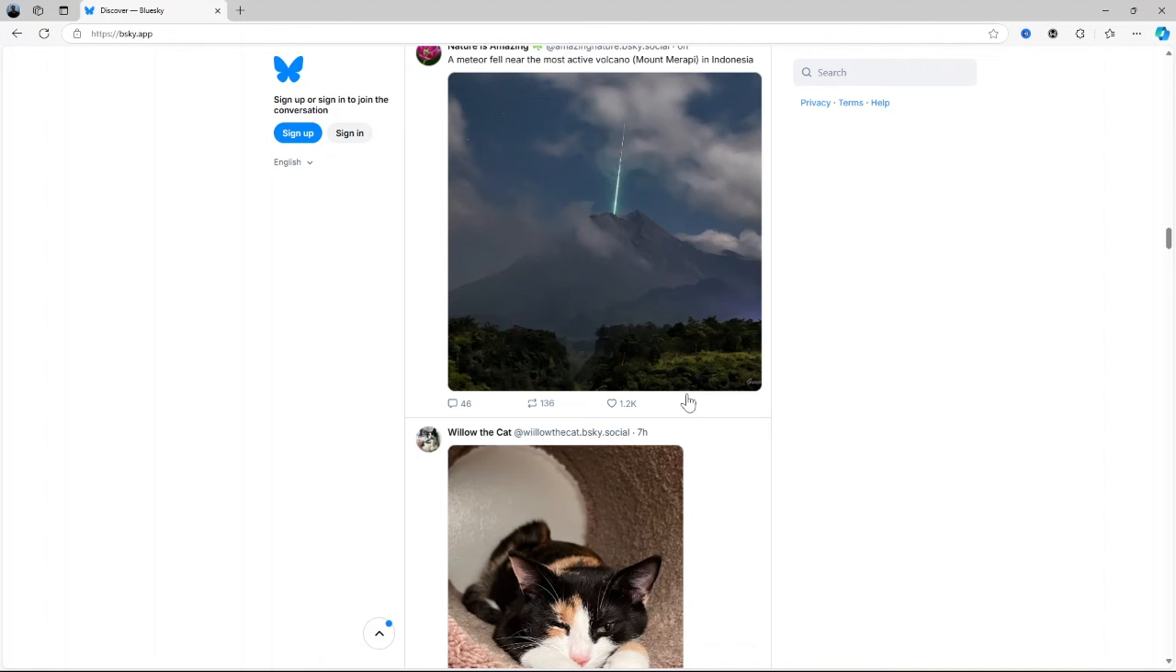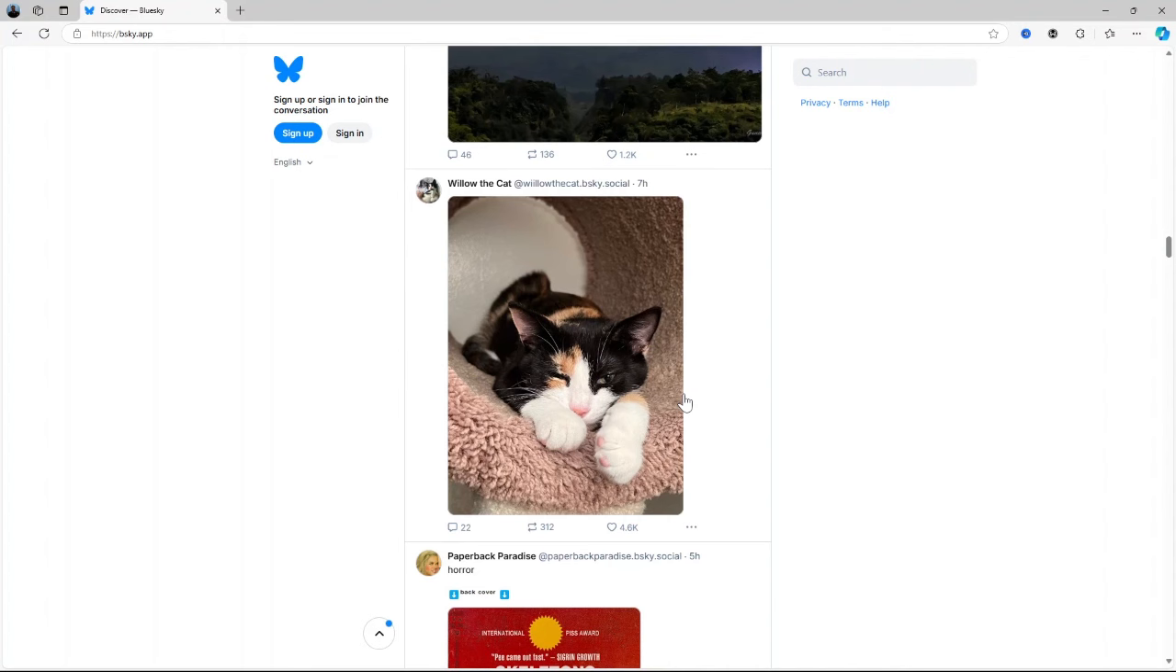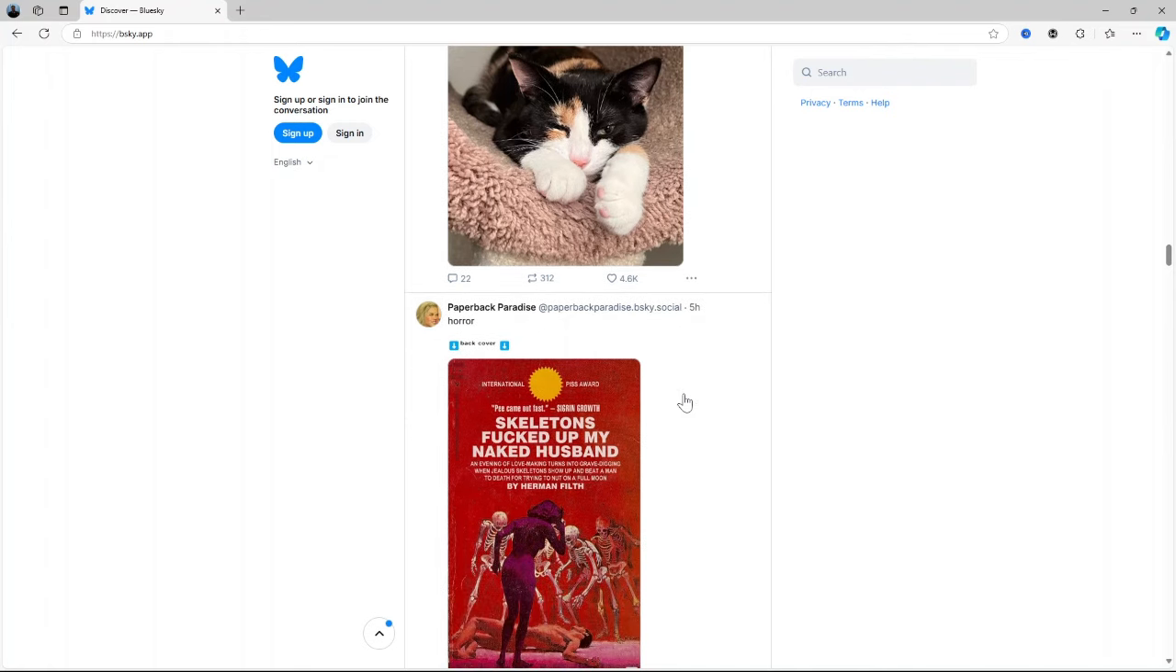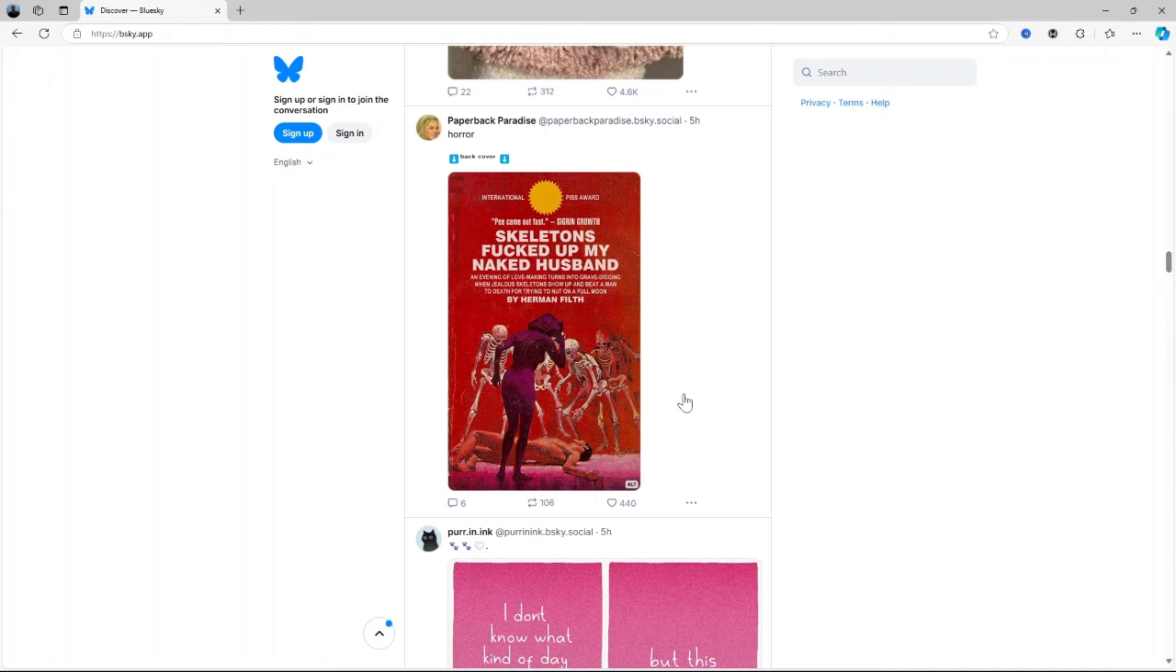Decentralization. Bluesky is based on the AT protocol, which stands for Authenticated Transfer. This enables users to have self-owned identities and data portability across different platforms. Essentially, you're not stuck in just one social media ecosystem.